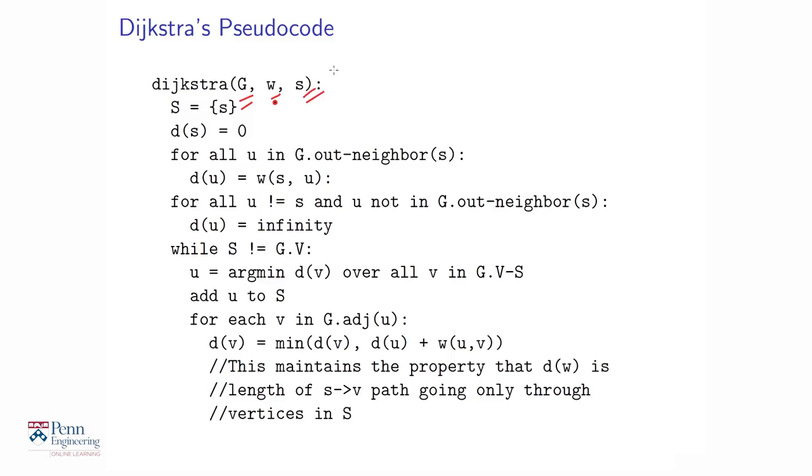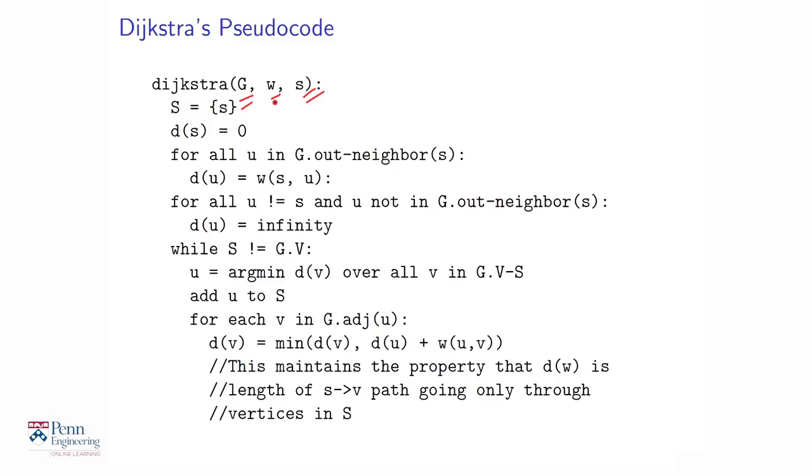So initially, recall that capital S is the set of vertices for which we know the shortest path. So we initialize capital S to just the source vertex because it's the only vertex for which we know the shortest path. And we set the distance to s to be 0 because there is a shortest path of total distance 0 from s to itself.